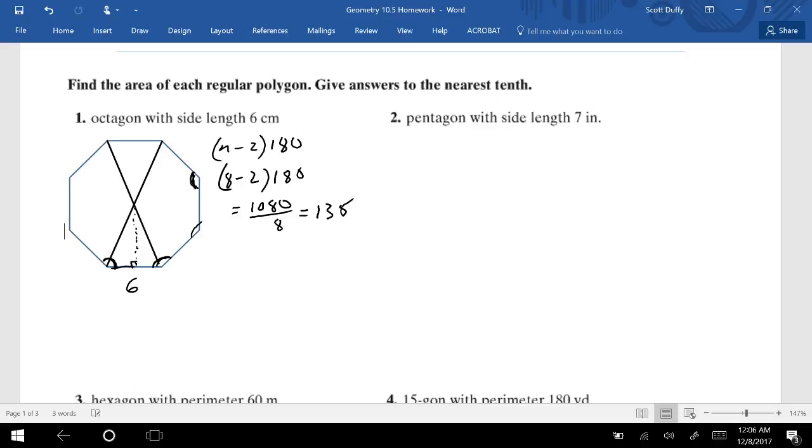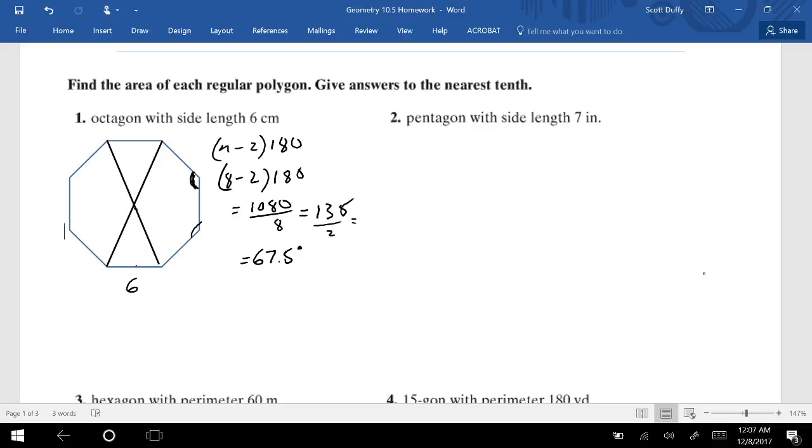So this would be the whole thing, but I only want half of it. So I'm going to divide that by 2. And I get 67.5 degrees. Now that's a little bit funkier than what we've been used to working with, especially in 10.3. So how I'm going to find the apothem is by using what I know about the side lengths and the apothem, and then a little bit of trigonometry.